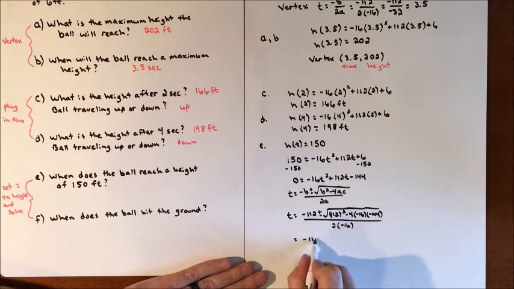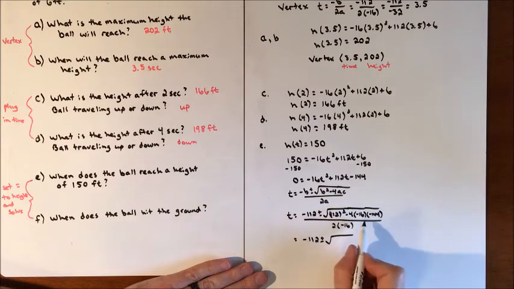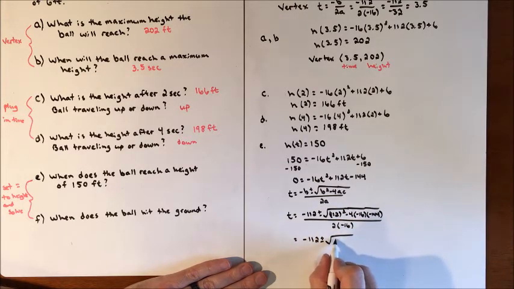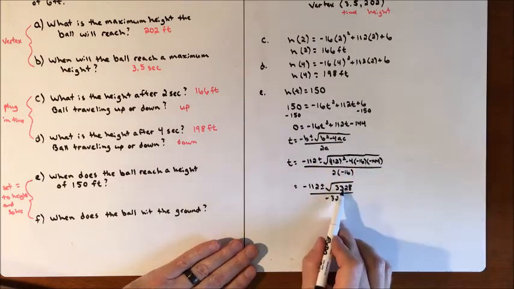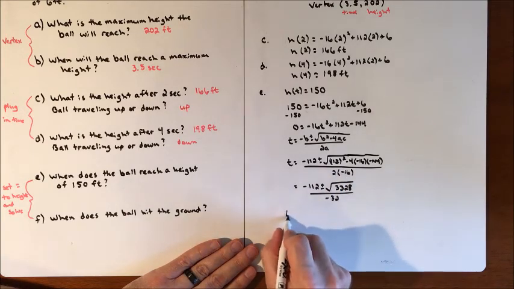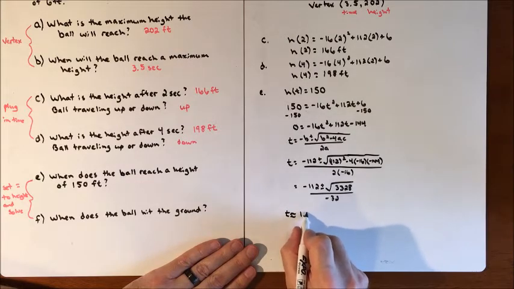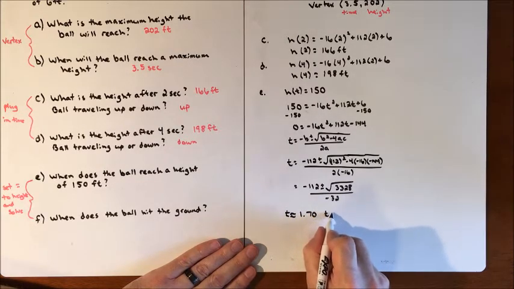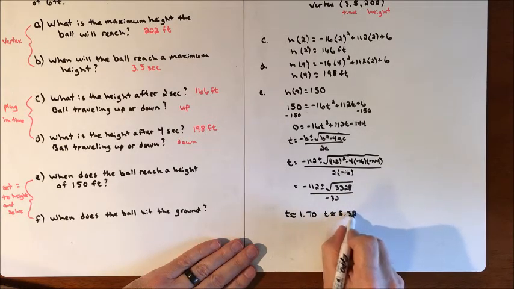All right, negative 112 plus or minus. The piece on the inside here, if I add all of that together, that will get me 3,328 divided by negative 32. Okay, so all of that's 3328. This multiplies to negative 32. If I plug that into the calculator, I should get a value of about 1.70 and 5.30.